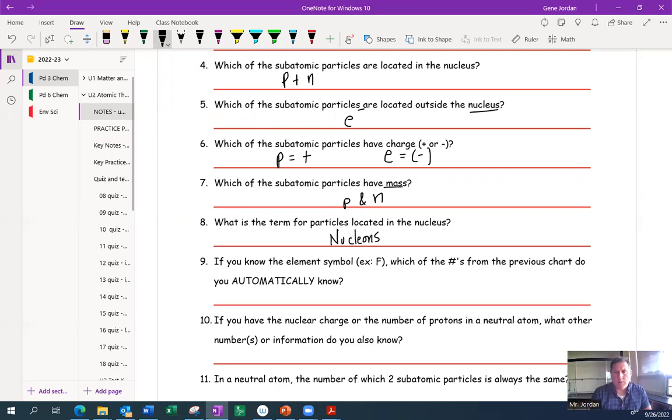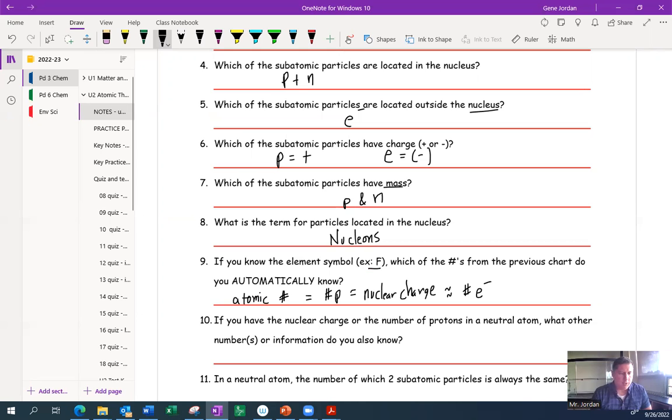All right. If you know the element symbol, which of the numbers from the previous chart do you automatically know? Well, definitely if you know the symbol, you can look up its atomic number. And that means you know the number of protons because that's the same thing. You know its nuclear charge, which is also the same thing. You probably know the number of electrons if it's a neutral atom, which we'll be talking about today.